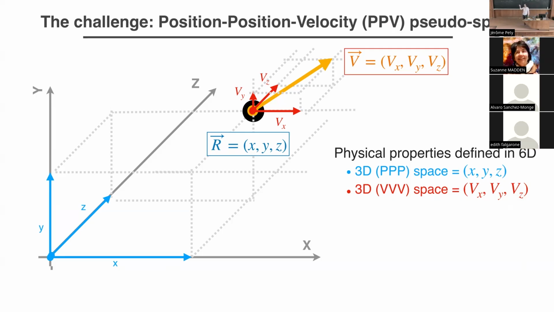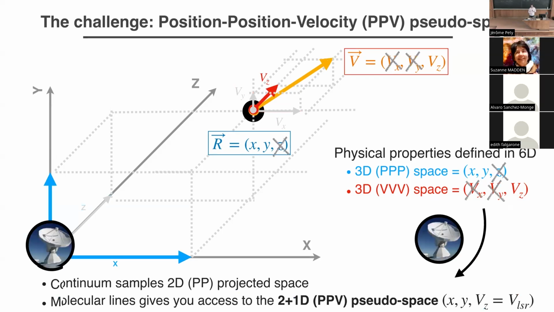So this is the true physics that we want to infer, right? This is called the PPP-VVV space, the true physical space of our molecular clouds. Unfortunately, we as astronomers do not have access to these 6 components in general. In some cases we do, but in very rare cases we can access the full 6 dimensions. In practice, depending on what you are observing, if you observe continuum, you basically collapse your parameter space into 2 dimensions. You can see only things in projection on the sky, so how the sky emits in different locations, but you don't have any other information.